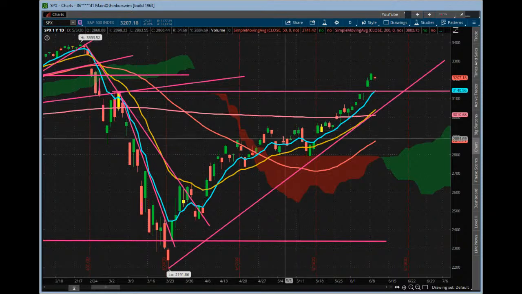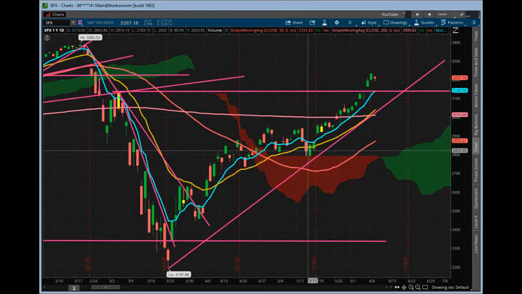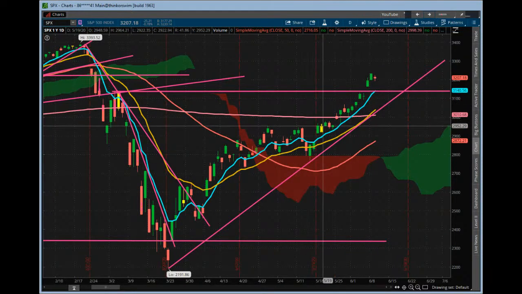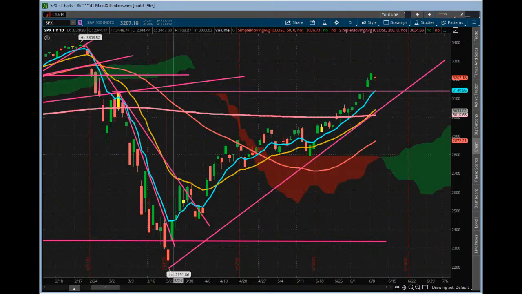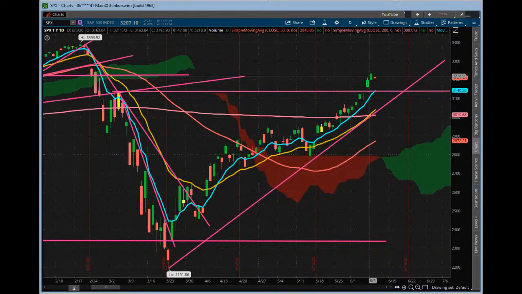Nice pullback, two pullbacks to the cloud as we're in the choppy season right here, and then we just got this nice breakout once we got over the 200-day moving average, right? There was a battle here. It was red, and then it was a hammer, and then it was red, and then it was a hammer, and then it was all over, right? So we're back up here now.